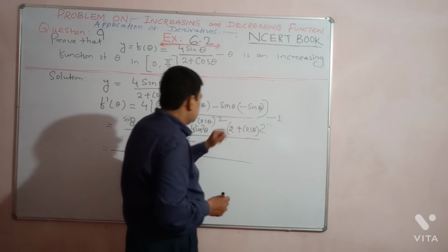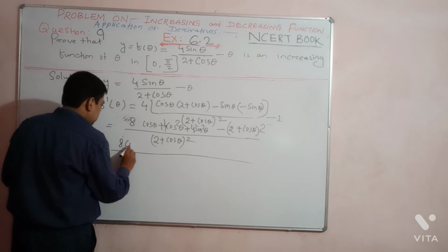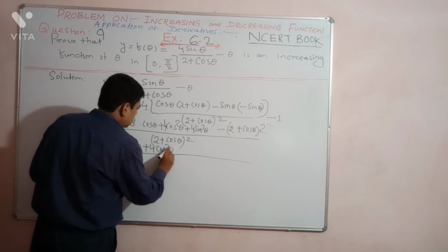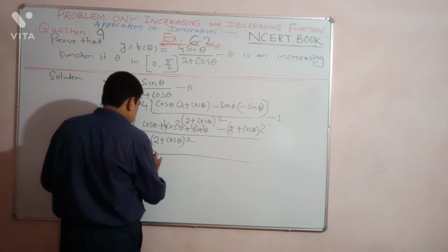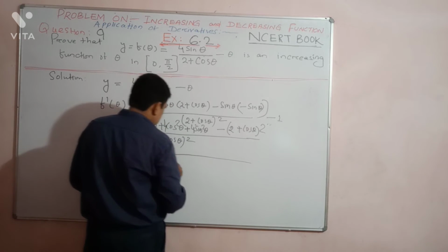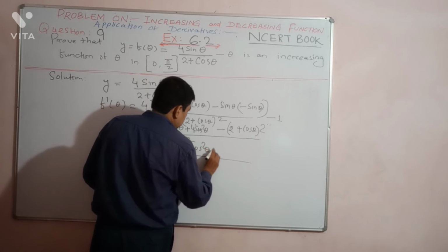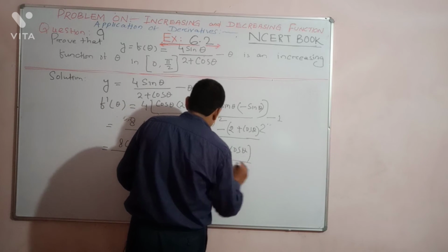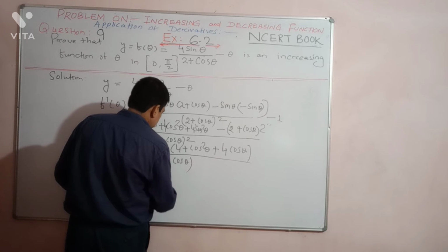Minus 2 plus cos theta whole square, the whole divided by 2 plus cos theta whole square. Now you see 8 cos theta plus 4 cos square theta plus 4 sin square theta, whose value we can write as 4. We can write 4 minus, here you see 2 plus cos theta whole square, it will be what? 4 plus cos square theta plus 4 cos theta. Yes or no? And it will be divided by 2 plus cos theta whole square.